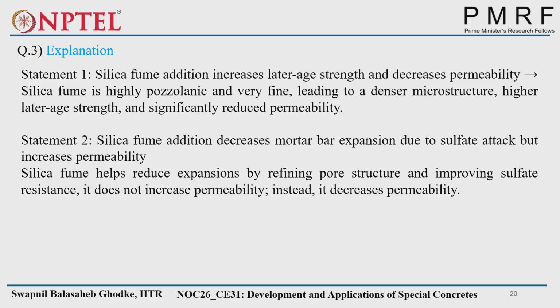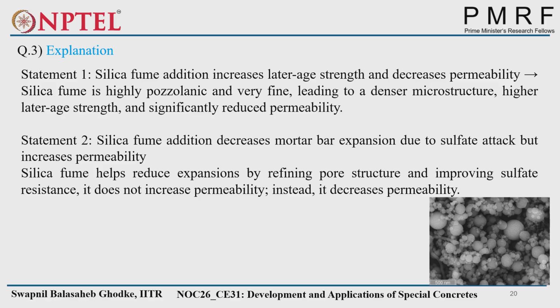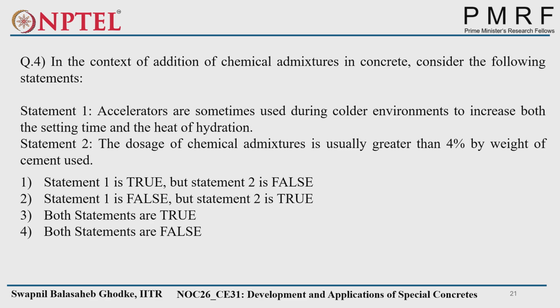For the second one, silica fume helps to reduce expansion by refining the pore structure and improving sulfate resistance, because when pores are not there, sulfate will not penetrate the concrete and cannot cause sulfate attack. So it gives sulfate resistance and does not increase permeability. Instead, it decreases the permeability. That's why statement 2 is wrong, because it says it increases permeability. Only statement 1 is correct. This is the scanning electron microscope image of silica fume. You see, the particles are almost circular.